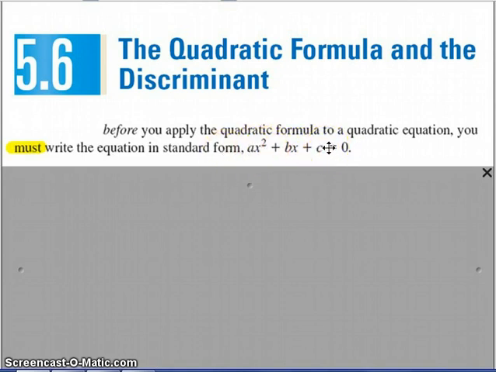You can't use this with an equation that's written in vertex form or intercept form. So make sure that you are comfortable converting equations to standard form. We talked before about the fact that that's a skill that ultimately will become necessary. Well, this is that time. You do have to be able to convert to standard form sometimes.